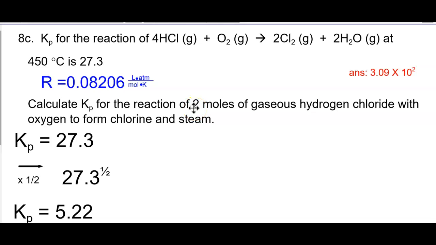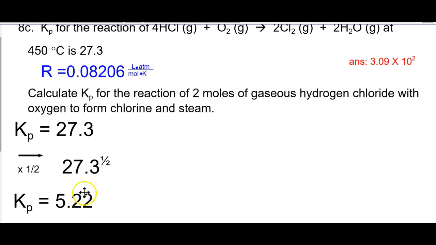I want to know Kp for 2 moles, so I'm going to keep it forward and multiply by 1/2. Remember that if we keep it forward, we keep it as it is. And if we would have reversed our reaction, we would have taken the reciprocal, or 1 over K. So because we kept it forward, we would not do that. And it's to the power of 1/2. To get 4 down to 2, we have to multiply by 1/2. So we're going to raise our Kp value, just like we would have raised our K value, to the 1/2. And that's how we get this value here.